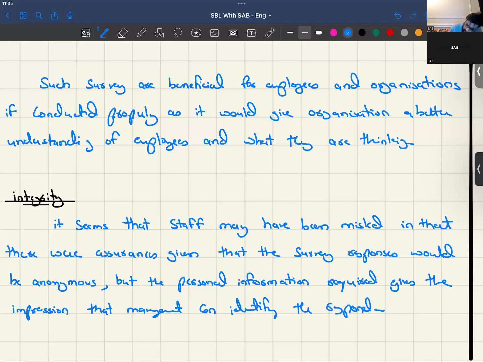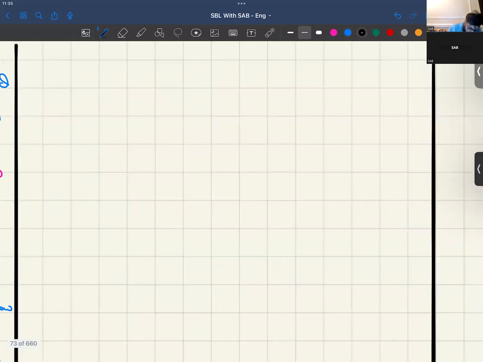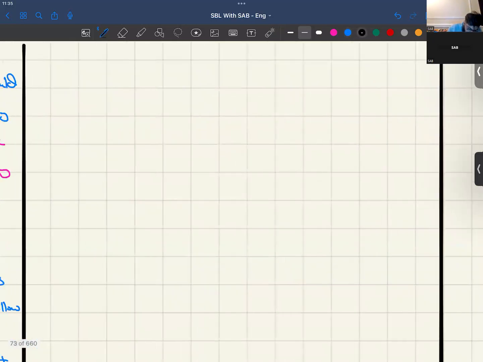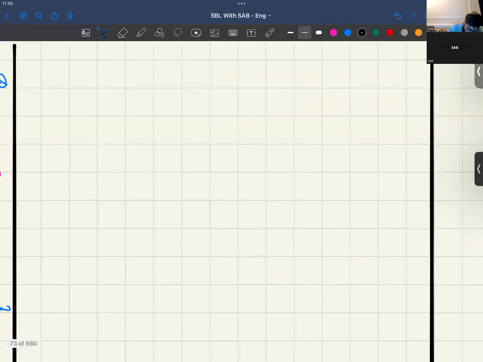So it seems to be an integrity issue here. Again, the confidentiality could be the same. We could say due care. I would say professional competence was the issue here of managing this survey, and due care.